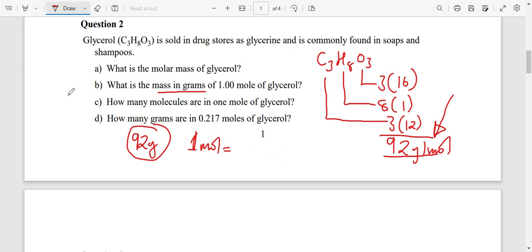So on part C, how many molecules are in 1 mole of glycerol? We've said 1 mole of anything is always equal to 6.022 times 10 to the power 23 molecules, ions, particles, and just everything. So that is going to be the answer. We are good on that one.